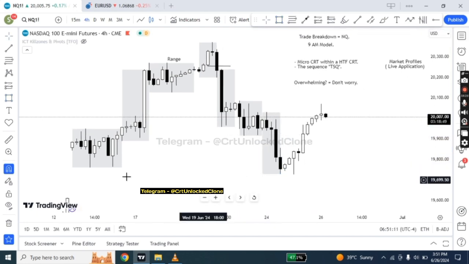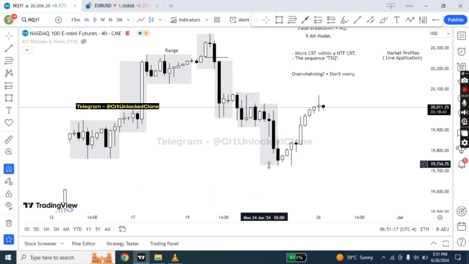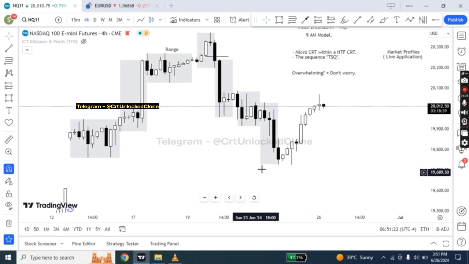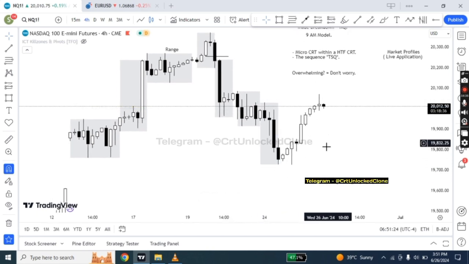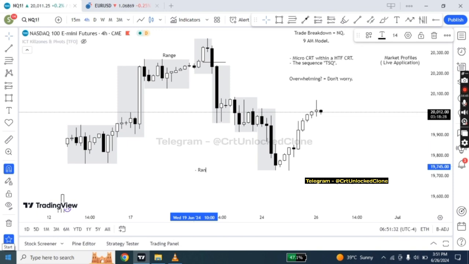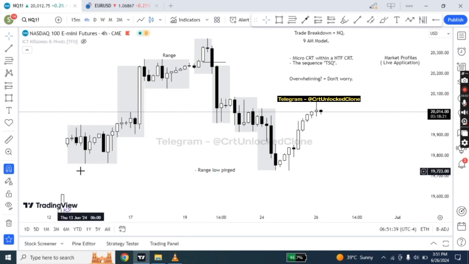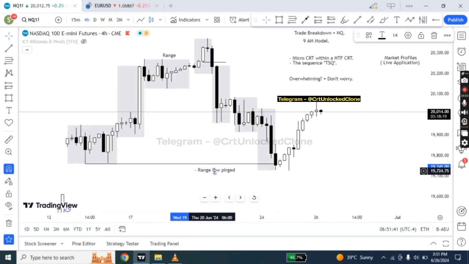Now when price was right here after an expansion, I started expecting a reversal. And the reason for that is that after an expansion we can only have three possible outcomes: a range, a retracement, or a reversal. And I anticipated a reversal based off of two factors. The first factor is that this expansion right here took out this range low, and once a range low is taken or a key level is taken, it can offer a small reversal there. So that's why I was expecting a reversal.